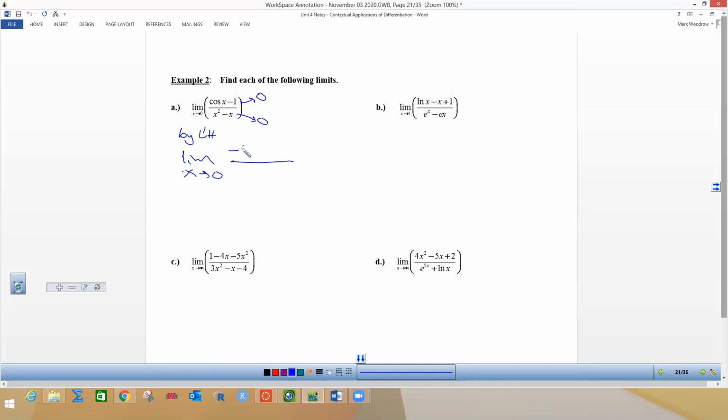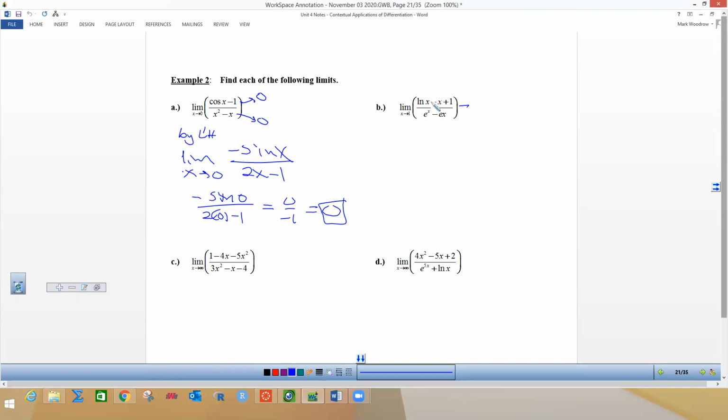The derivative of cosine is negative sine x, and you do the derivative down here and you get 2x minus 1. So now we plug in. So the negative sine of 0 all over 2 times 0 minus 1 is going to be 0 over negative 1 equals 0. So there's our solution. That's the one we did earlier with the graph. Coming down here to do this one.